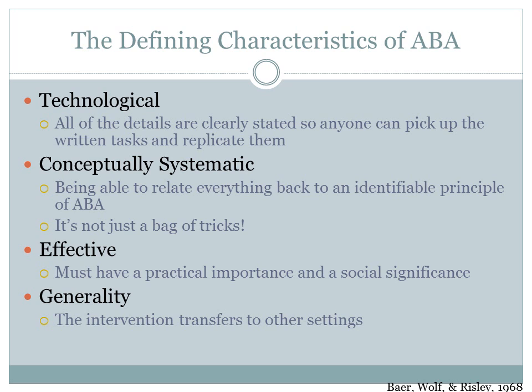Technological. All of the details for the treatment, for the intervention, are very clearly written so that anybody is able to continue with the intervention. Conceptually systematic. Being able to relate everything back to the identifiable principles of ABA. It's not just a bag of tricks.